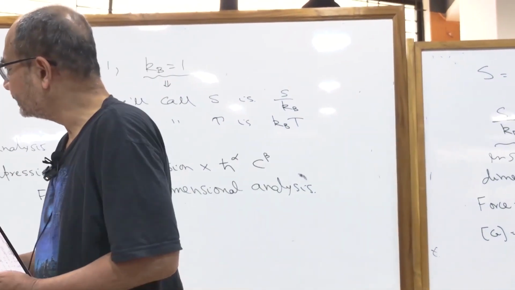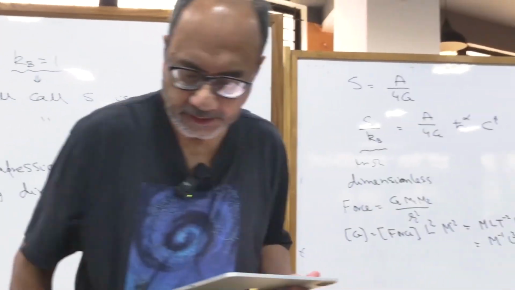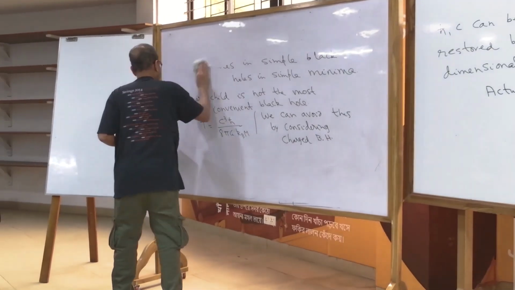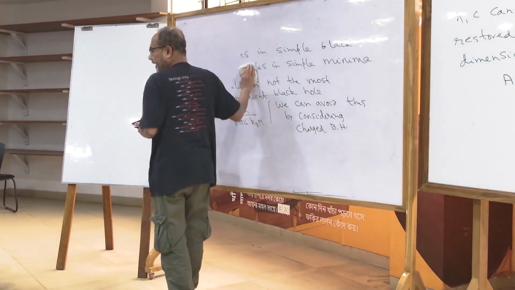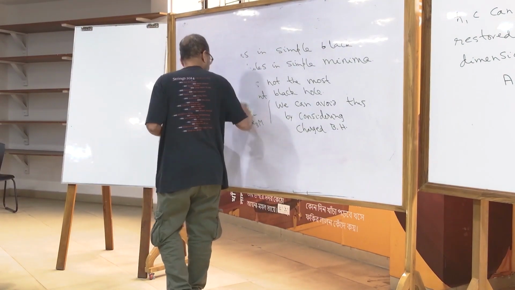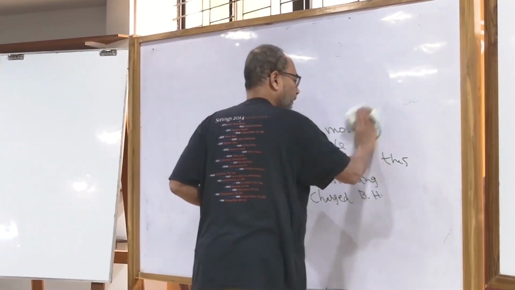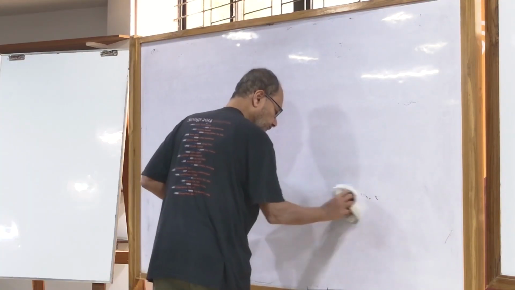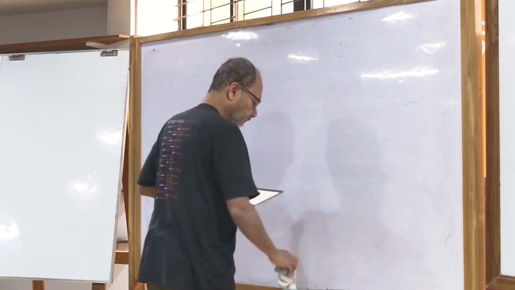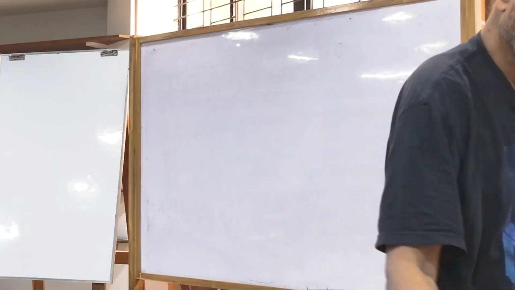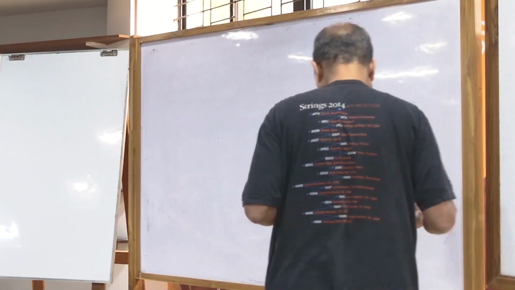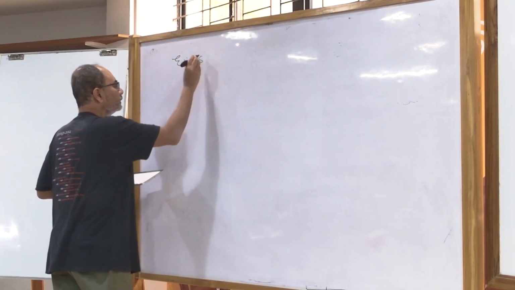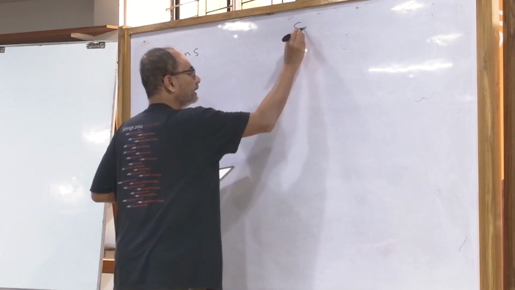So, let me write down the action with the correct normalization. You have seen Einstein's action, right? And Maxwell action also you have seen. So, it's basically Einstein plus Maxwell, right? That's the action that we start with. So, we set H bar equal to C equal to 1.